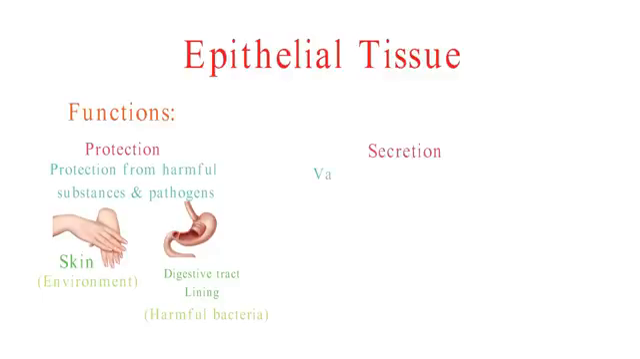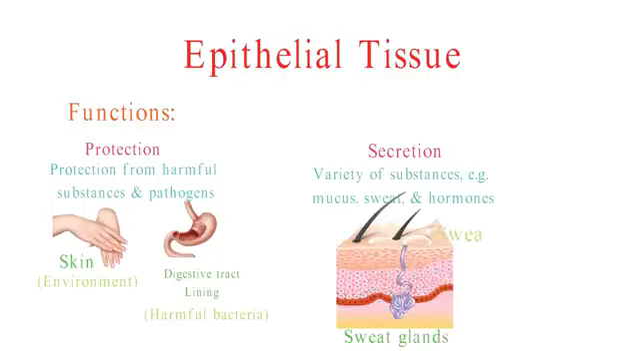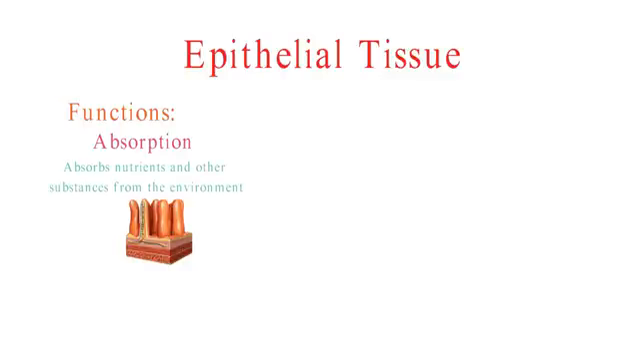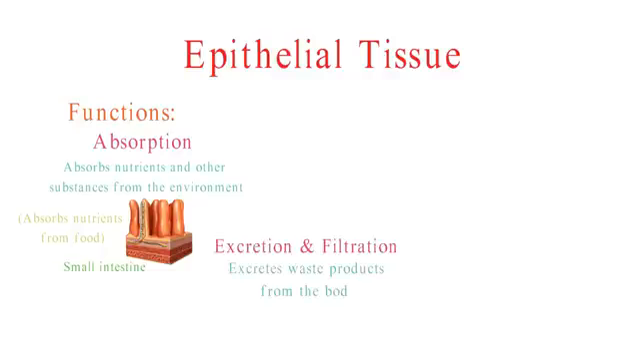Epithelial tissue secretes a variety of substances, including mucus, sweat, and hormones. For example, the sweat glands secrete sweat, which helps to cool the body. It also absorbs nutrients and other substances from the environment. For example, the small intestine absorbs nutrients from food. Epithelial tissue excretes waste products from the body. For example, the kidneys excrete urine, which contains waste products from the blood.